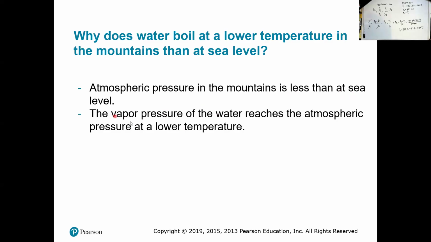And when we look at the vapor pressure, right? If something has to match the atmospheric pressure before it can boil, well, the vapor pressure of water is going to be able to reach the atmospheric pressure at a lower temperature with less energy when the atmospheric pressure is lower. That's why you're going to see a smaller boiling point when you are high up in the mountains or something like that, when you're at an increased elevation.